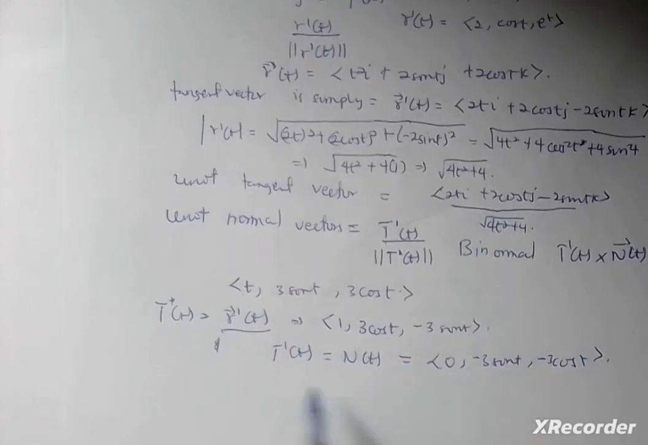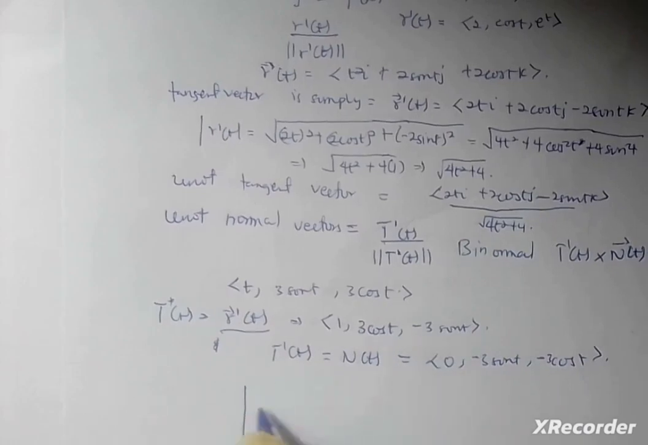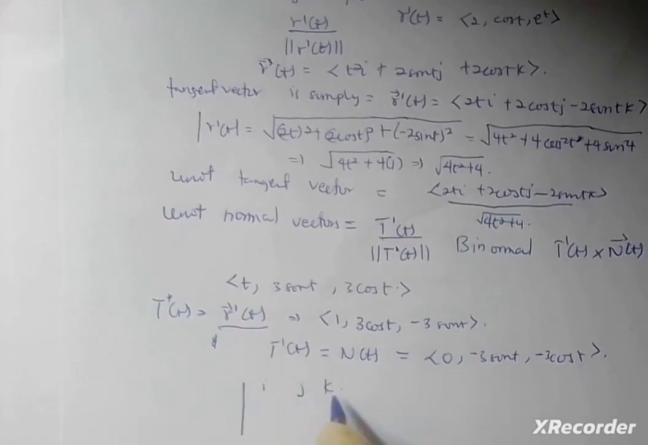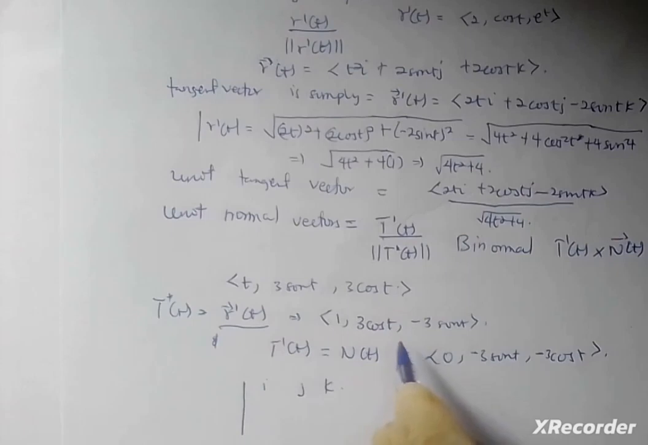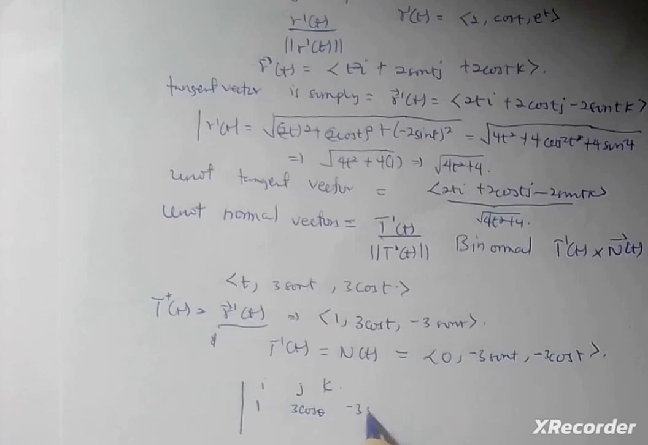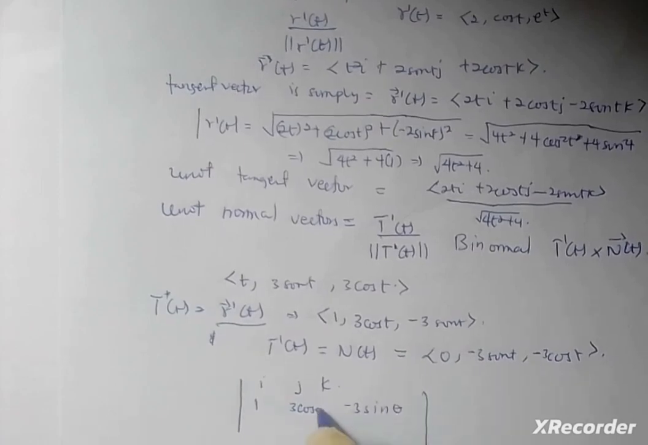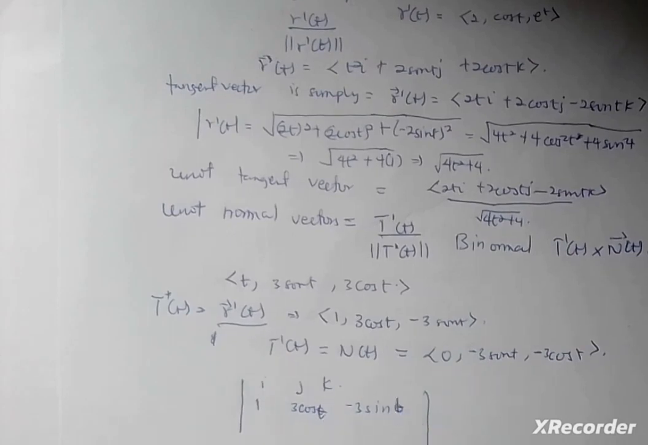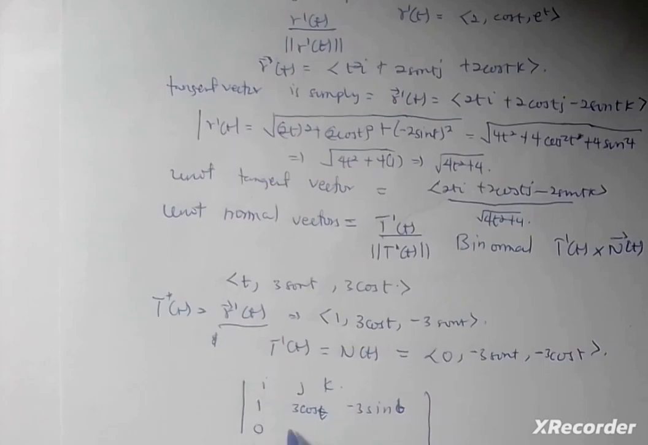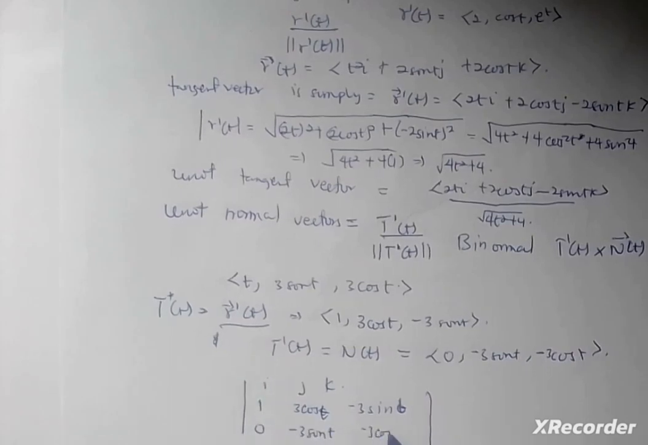So I'm going to write my i, j, k. Starting from the tangent vector, 1, 3 cos t, then negative 3 sin t. Then I come down to the normal vector parts: 0, negative 3 sin t, then negative 3 cos t.